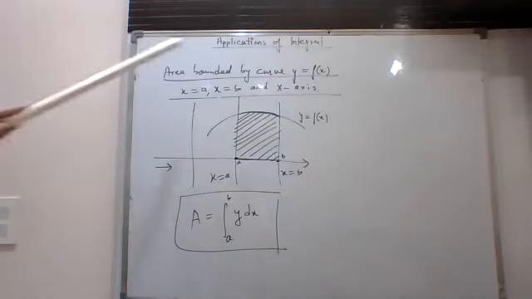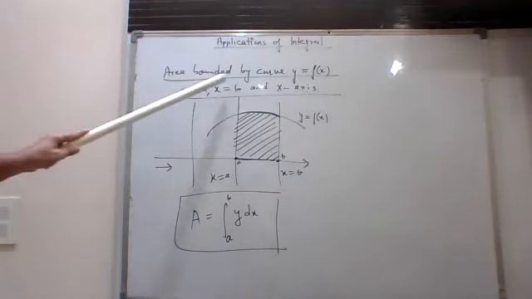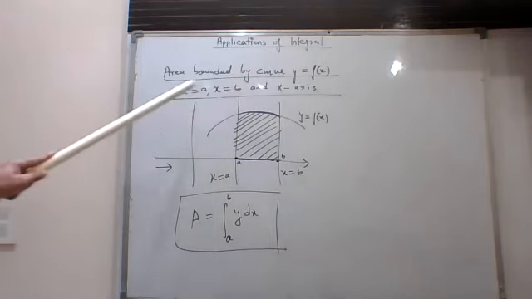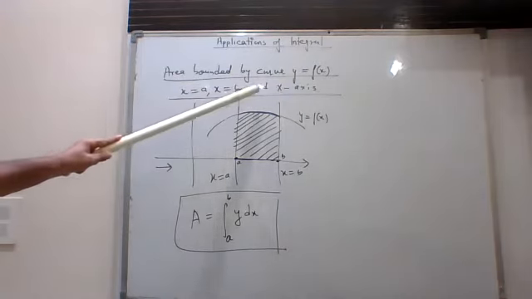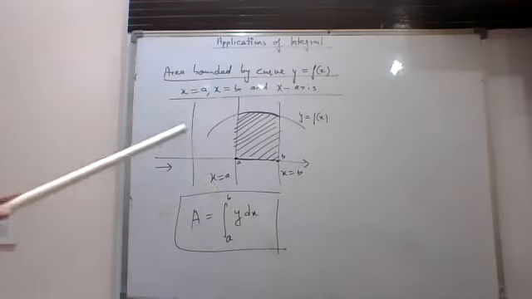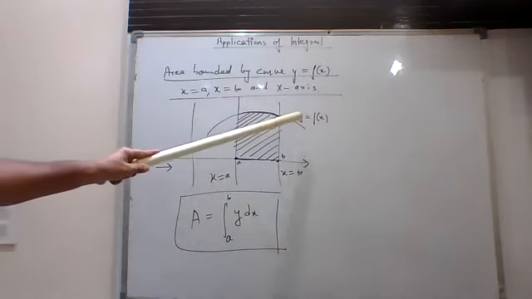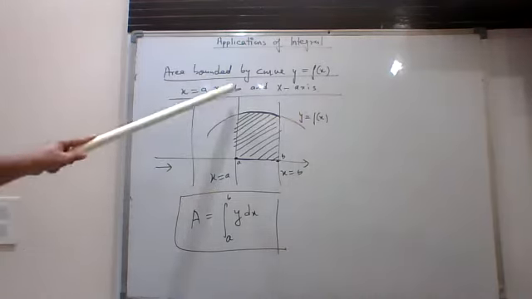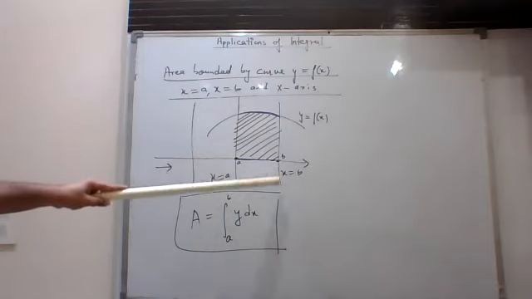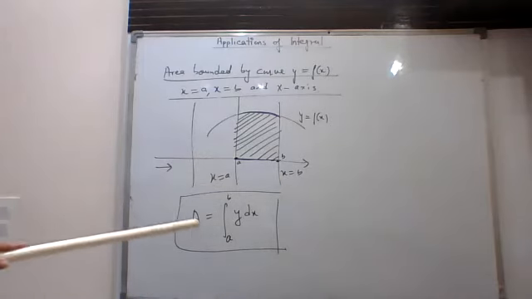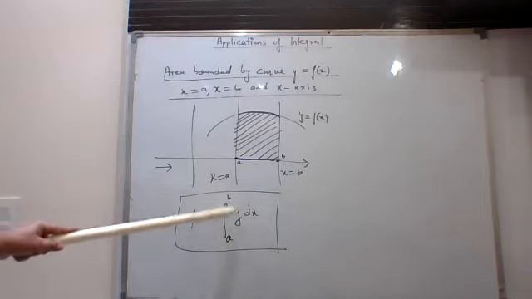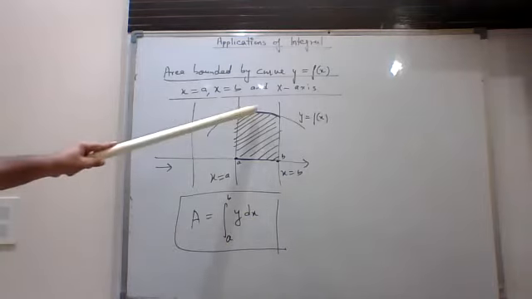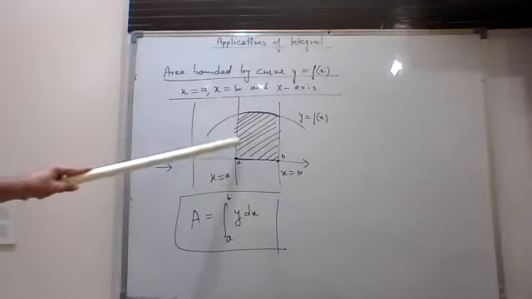Okay, so application of integrals. Area bounded by the curve y equal to f(x), x equal to a, x equal to b, and the x-axis. Suppose this is any curve y equal to f(x), this is x equal to a, and this one is x equal to b. Now when we write this definite integral from a to b of y dx, then actually we are finding this bounded area.